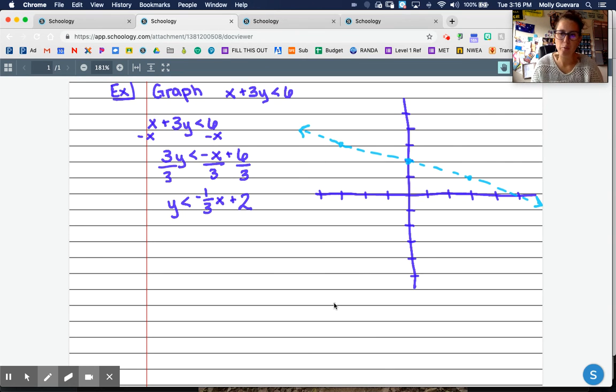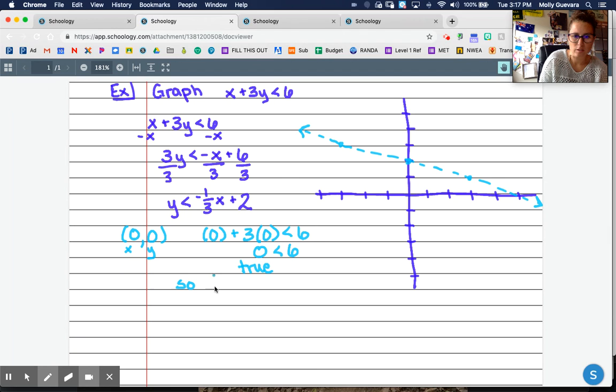And then I'm going to pick a point to plug in. In this case, again, 0, 0 is not on the line, and that's the easiest point to use. So I'm going to go ahead and use 0, 0 again. And you can plug it in up here. So I have 0 plus 3 times 0 is less than 6. So I get 0 is less than 6. And the question is, is that true? Is 0 less than 6? Yes, right? This is a true statement.